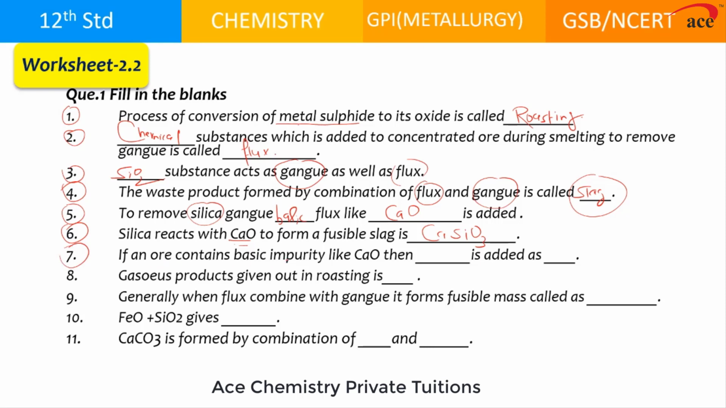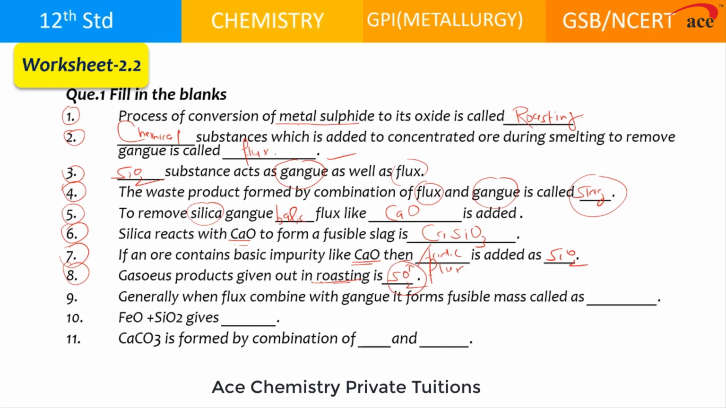If an ore contains basic impurities like calcium oxide, then we have to add acidic flux. So this acidic flux which is added is silica, because in the third case, silica can be acting as what? Gangue as well as what? Flux. The gaseous product given out in roasting: now, roasting is carried out for metal sulphide. So, when we are heating metal sulphide in the excess, we get sulfur dioxide gas.